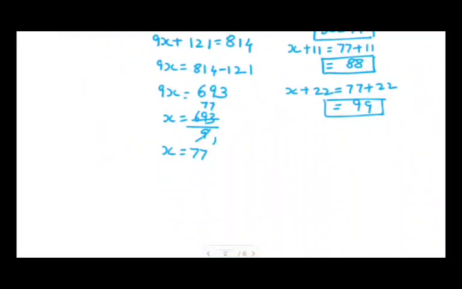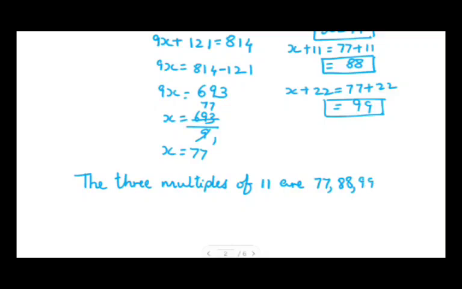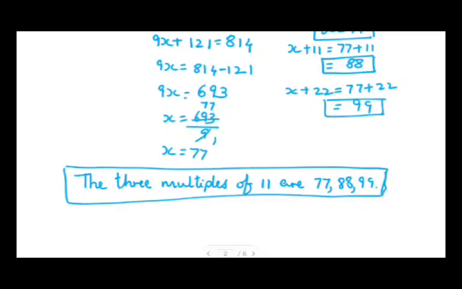So what's my answer going to be in statement form? The 3 multiples of 11 are 77, 88 and 99. So are they consecutive multiples of 11? Yes. Let's move to the next sum.